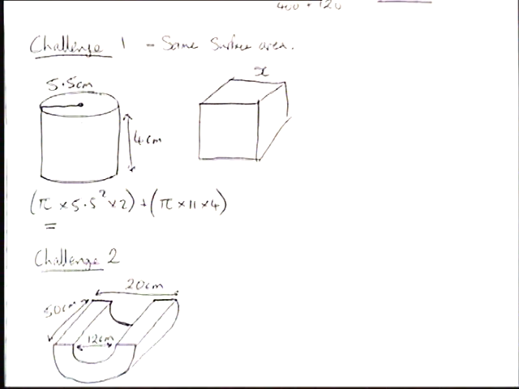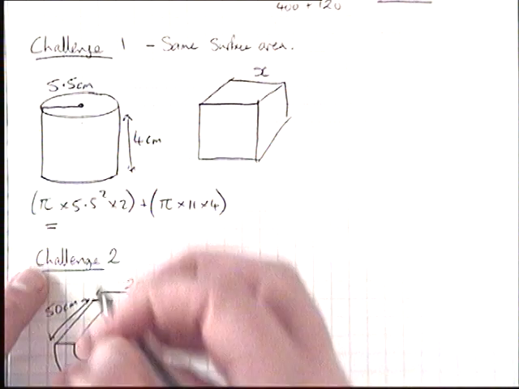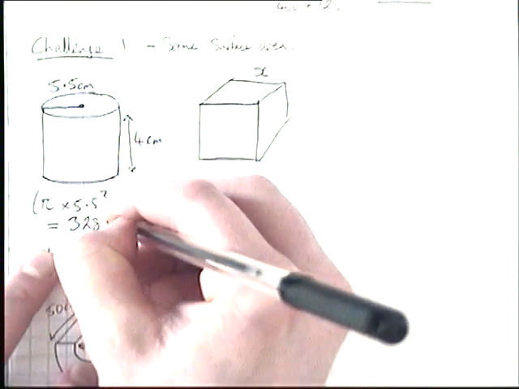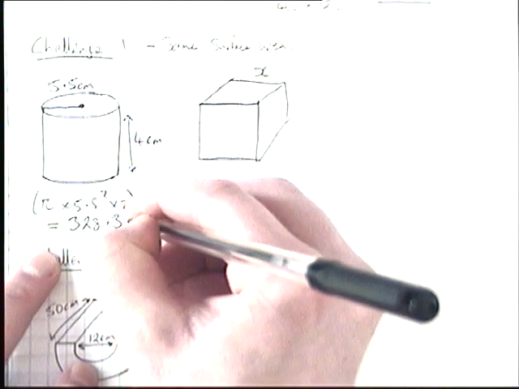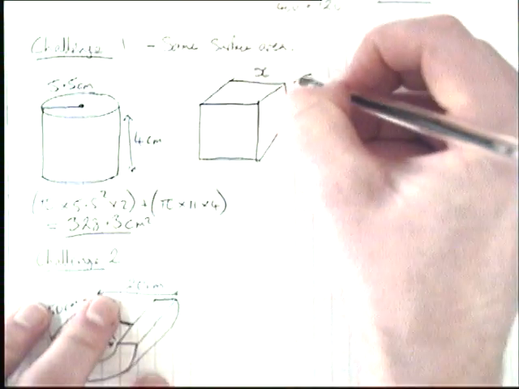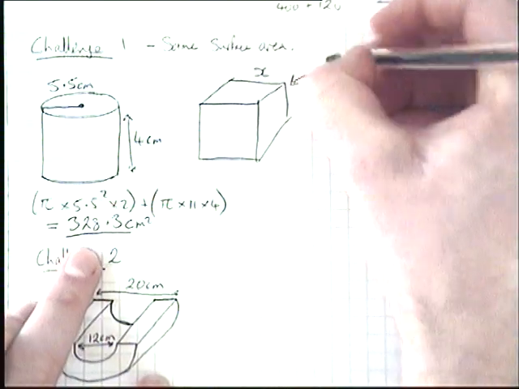So we type all of that into our calculator. Times 11 times 4. That will give us a surface area of 328.3 centimeters squared. So that's what we know the surface area of our cube is.